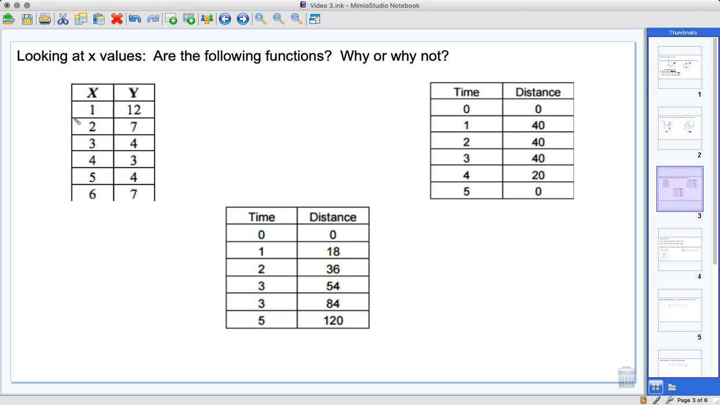Okay, so if we start with this upper left one here, looking at my x values, 1, 2, 3, 4, 5, and 6. None of them repeat, so this would be a function. Going down to the middle one here, 0, 1, 2, 3, 3, 5. The 3's repeat. That one is not a function. 0, 1, 2, 3, 4, 5. That one would be a function. Look over here, guys. My y values repeat, but again, we're not worried about y values right now. We are only worried about the x values.